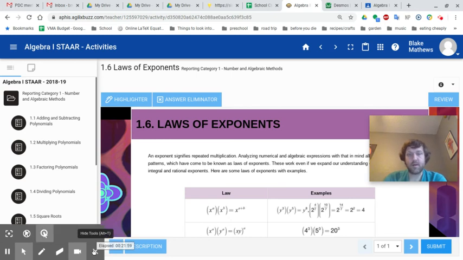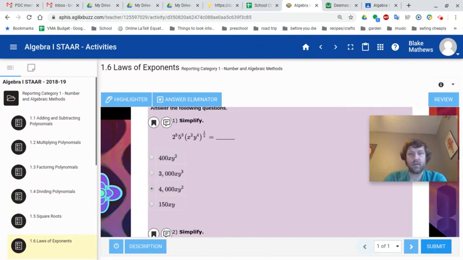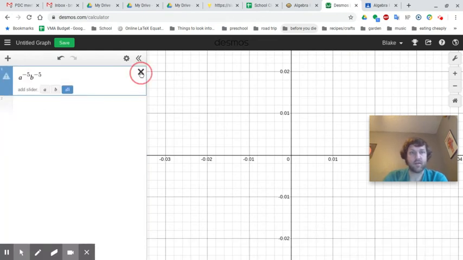All right, everybody, we're going to look at 1.6 now. This is exponents, and we're going to have to do a little bit of a different process here. So let me jump over to Desmos. Let me delete what I already have in here because I was practicing it earlier.